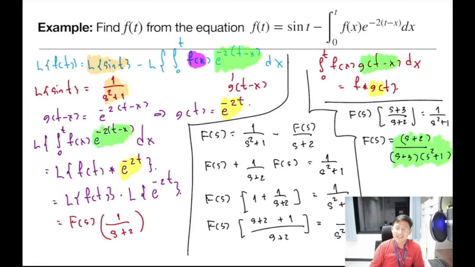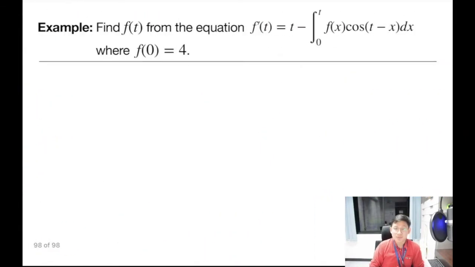Okay, let's look at another example. This one is the integral equation, because you have an integral here. However, as you can see, you still have the initial condition here as well. So this is a bit like an integral equation with an initial condition.